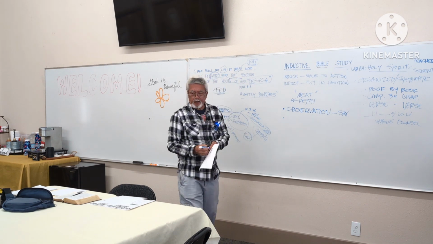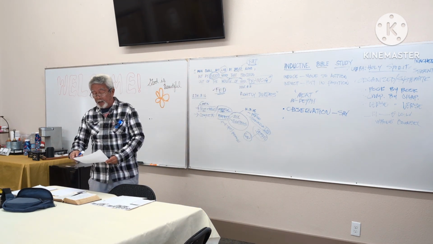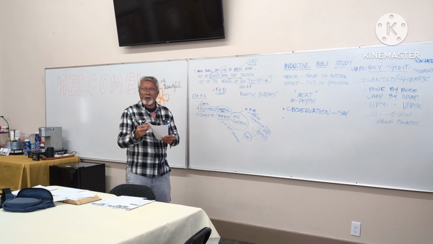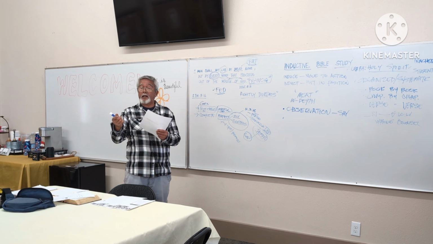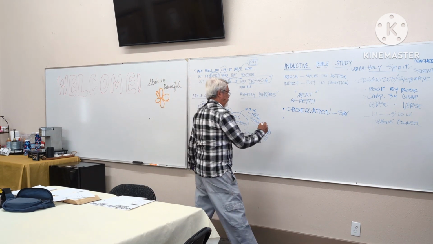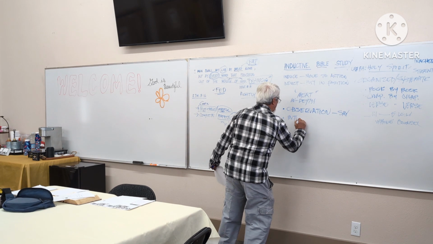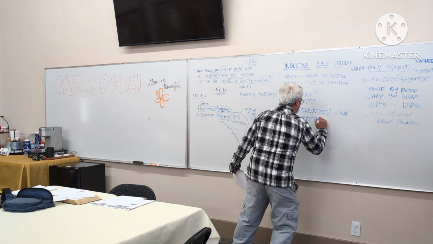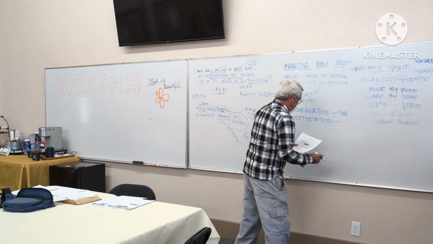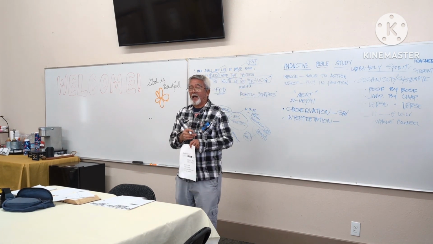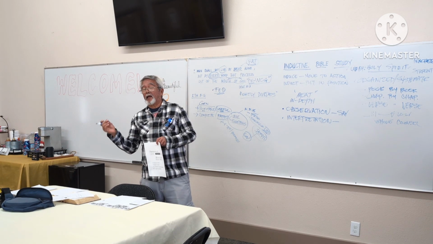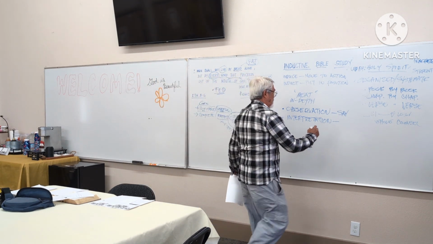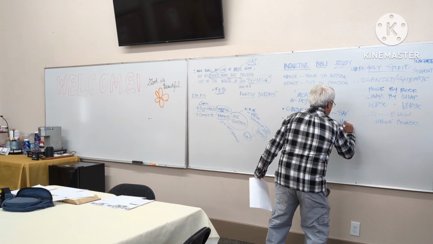The second step in the inductive Bible study method is what we call interpretation, which is on the next page of your handout, the highlighted black part. In the observation, what does the text say? In the interpretation, it asks the question, what does the text what? Mean.